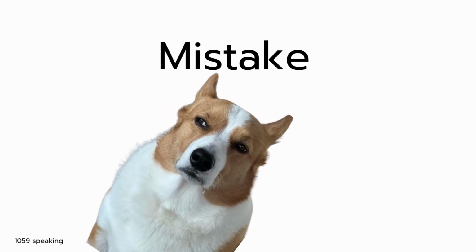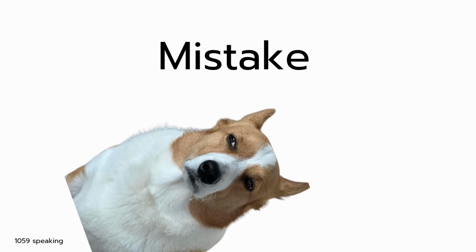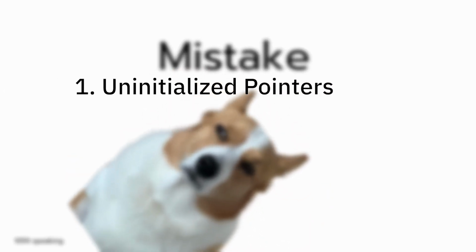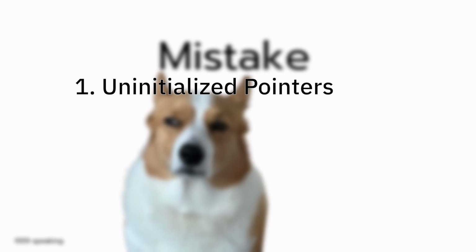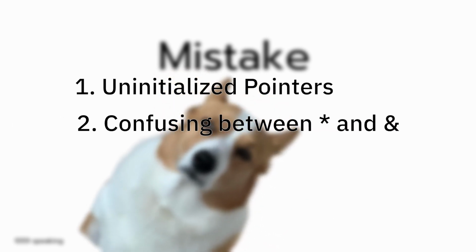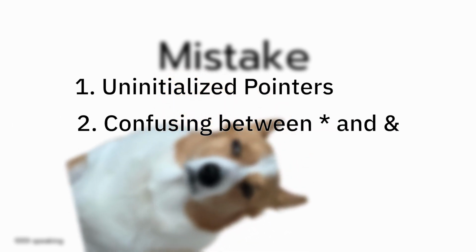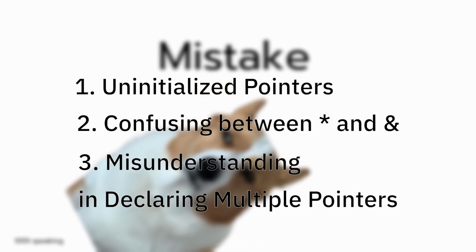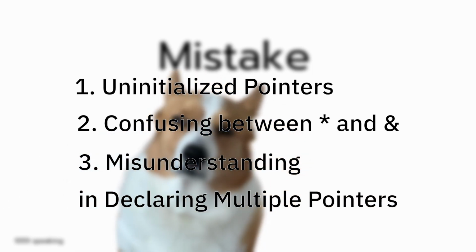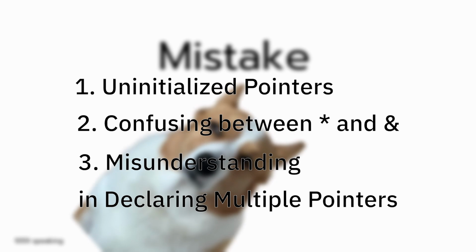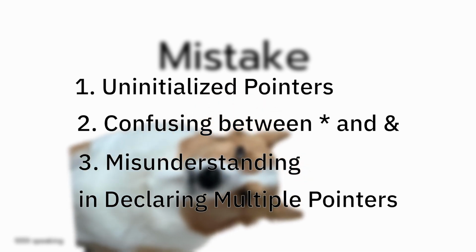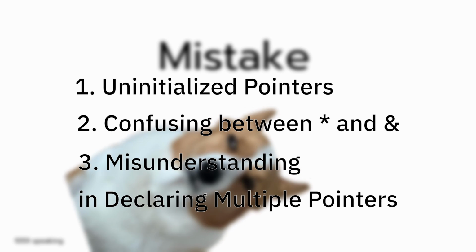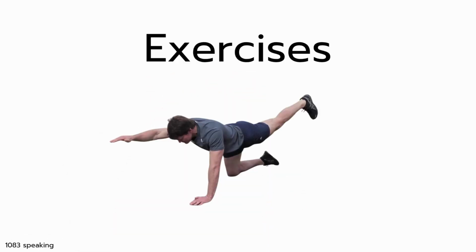So, to recap, three pointer mistakes. One, using uninitialized pointers, where the pointer isn't pointing anywhere. Two, confusing the asterisk and ampersand, mixing up value and address. Lastly, misdeclaring multiple pointers, where only some become pointers. Avoid these and you will already be much safer when working with pointers in C.